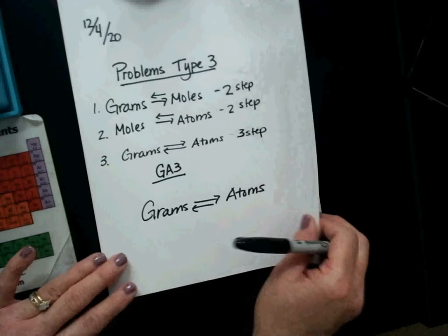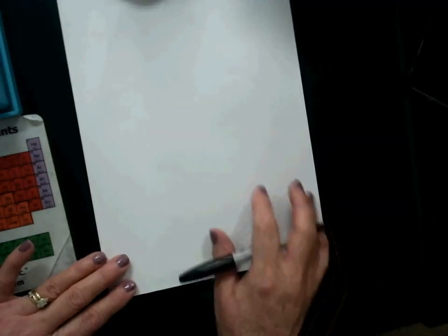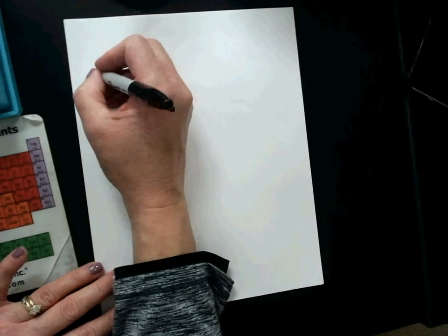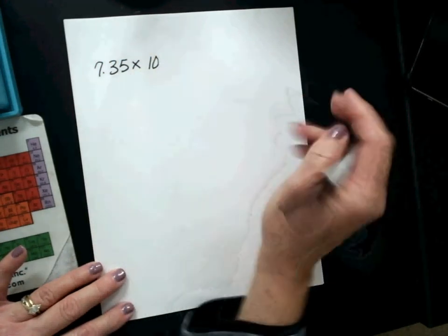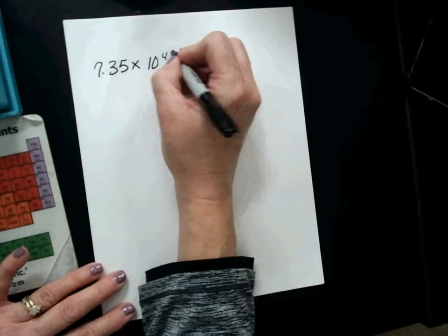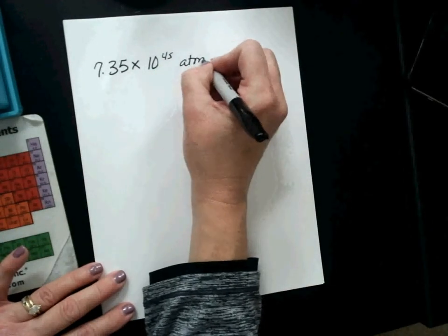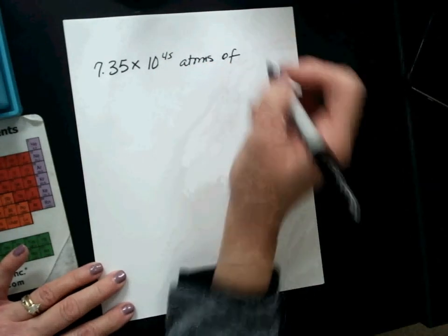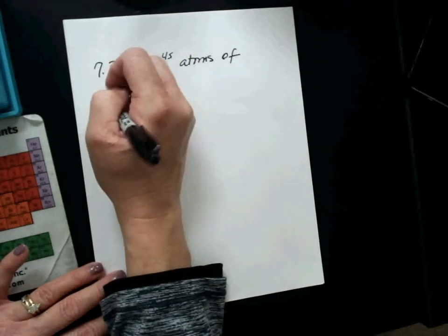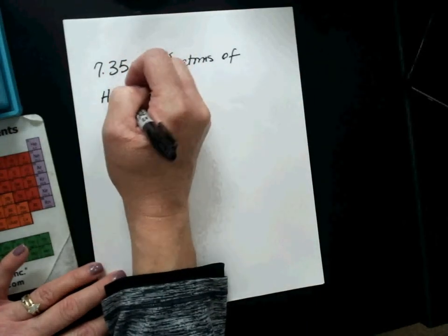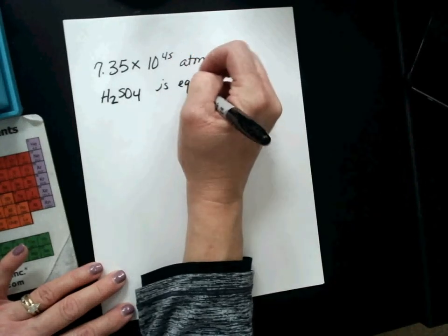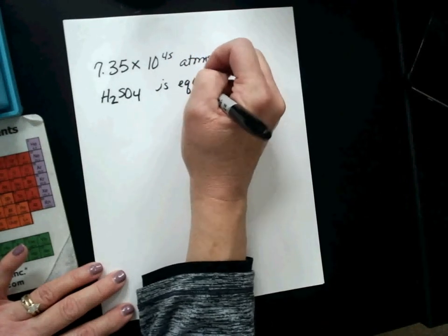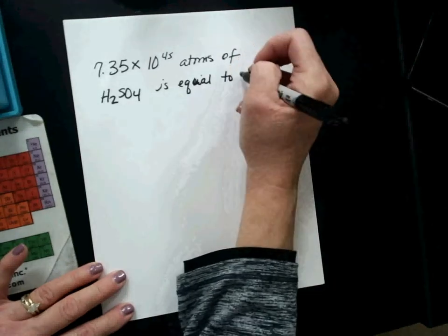So let's just look at what a problem is going to look like. Might say something like this. 7.35 times 10 to the 45th atoms of sulfuric acid is equal to how many grams?